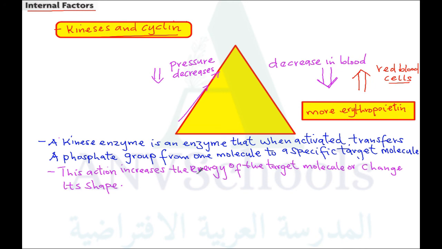An enzyme, for example, cannot carry out its function well if it is not getting the energy that it needs, or if it doesn't change to the required shape. Like if it is supposed to stop the progression of cell division, there might be a specific shape that it should be in in order for it to stop this progress from going on. So those kinases that help control the cell cycle are actually activated by cyclins.